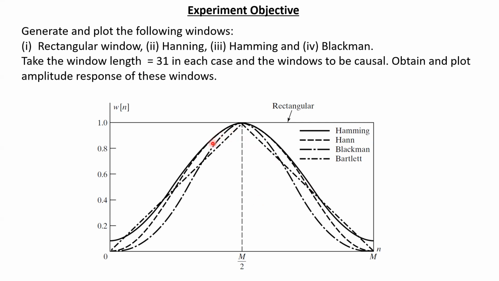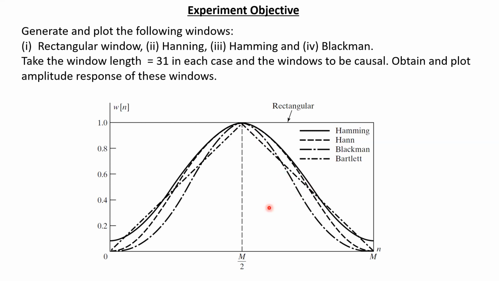Here you can see this is the Hamming window shape, and we mostly use the rectangular window. The rectangular window will have this particular rectangular shape. Similarly, we have the Hanning window, Blackman window, and Bartlett window, where you will be able to observe a little bit of change in the shape.